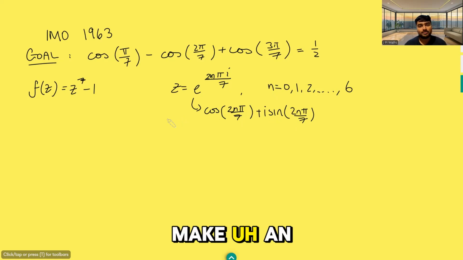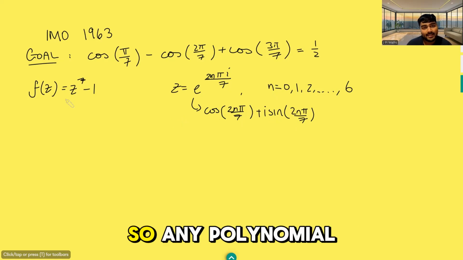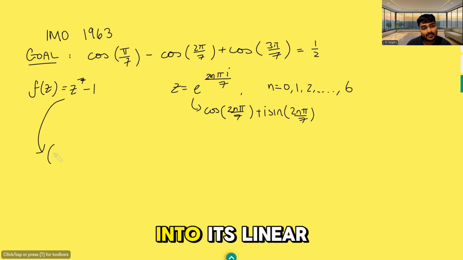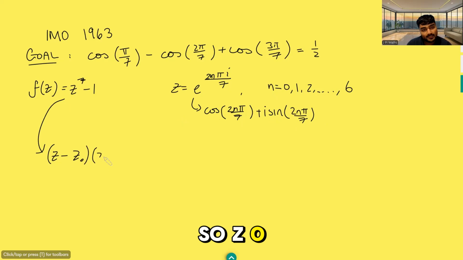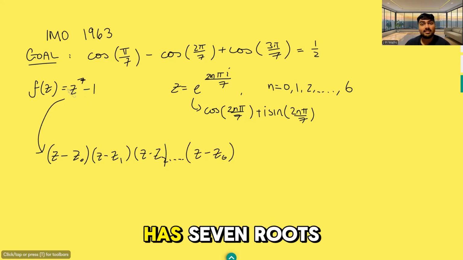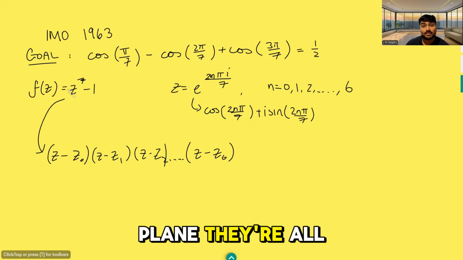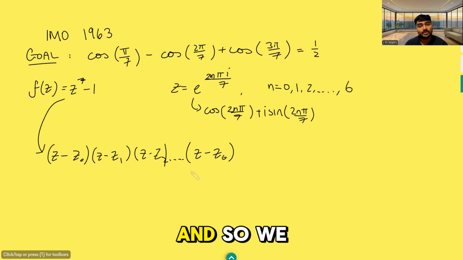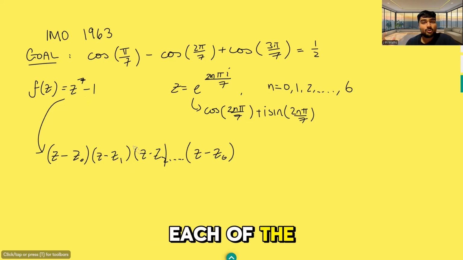Well, we're going to make an observation using Vieta's formula. Any polynomial can be factored into its linear factors. So z minus the first root, z naught, z minus z1, z minus z2, and so on, all the way up to z minus z6. This has 7 roots in the complex plane. They're all distinct. They are the roots of unity. And so we can factor it like this, where z naught is e to the 2 times 0 pi i over 7, z1 is e to the 2 pi i over 7, and so on.